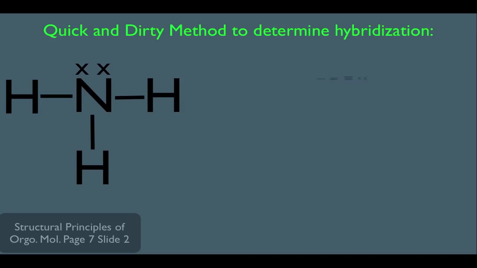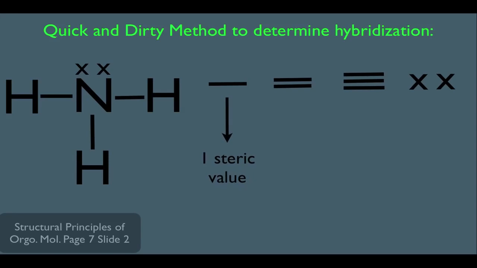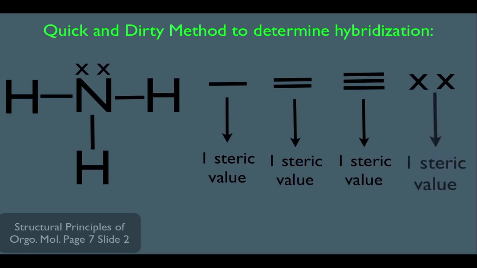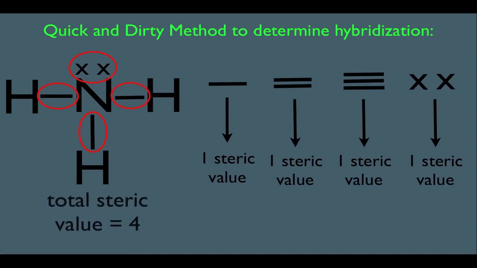The first thing you should understand is that single, double, triple bonds and a lone pair of electrons all have what's called one steric value. Each one is worth, let's say, one steric value or 1 point. So the quick and dirty method involves you first determining the steric value of that nitrogen. Notice he has a single bond right here that's worth one steric value. This is another bond right here that's worth another. This is also worth one steric value, and remember the lone pair is worth one steric value. Adding these up gives you a total of 4.